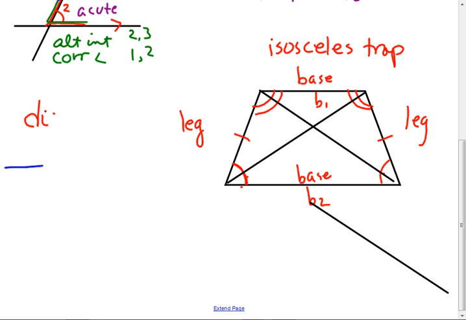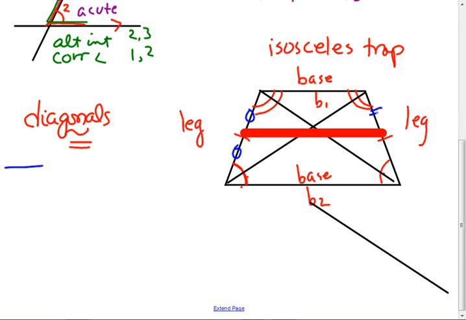Okay, one more part. This is the mid-segment. If I take this segment right here and join the midpoints, so that this is congruent to this, and this one's congruent to this one, in any trapezoid, call that M. Do you remember how we found that? This is the average of the two bases. So the length of M is equal to 1/2 of the upper base plus the lower base. It's an average.